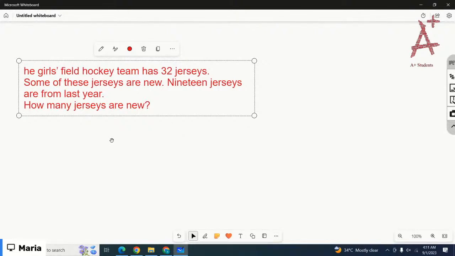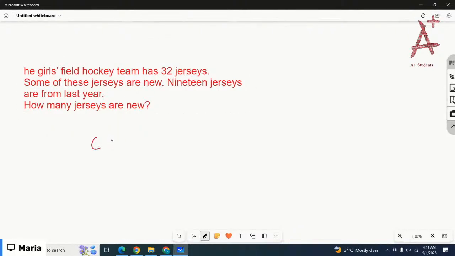Okay, the team has 32, right? O for old and N for new. So old and new together they have 32, right? Some of these are new. 19 jerseys are from last year. That means the old ones are 19. Just replace the O with 19. 19 plus N equals 32.